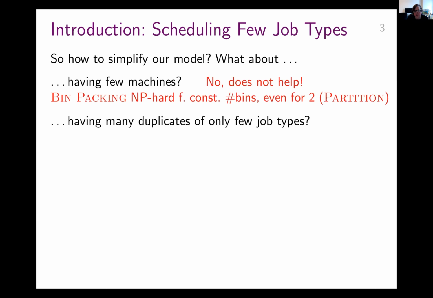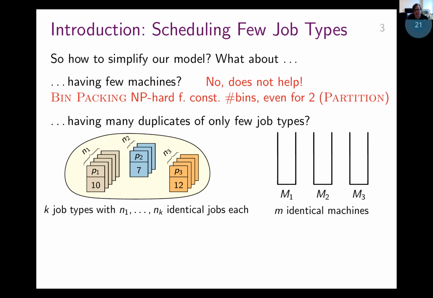So another idea is, what if we choose a different encoding so we can still have many jobs, but they are only of a few types? So for example, in this case, we have 3 types. Type 1 has length 10, type 2 has length 7, and type 3 has length 12. So the number of types is small, but the job sizes can be large, and the job multiplicities, the n1, n2, n3 numbers, can still be large. Okay, and we still have these identical machines.